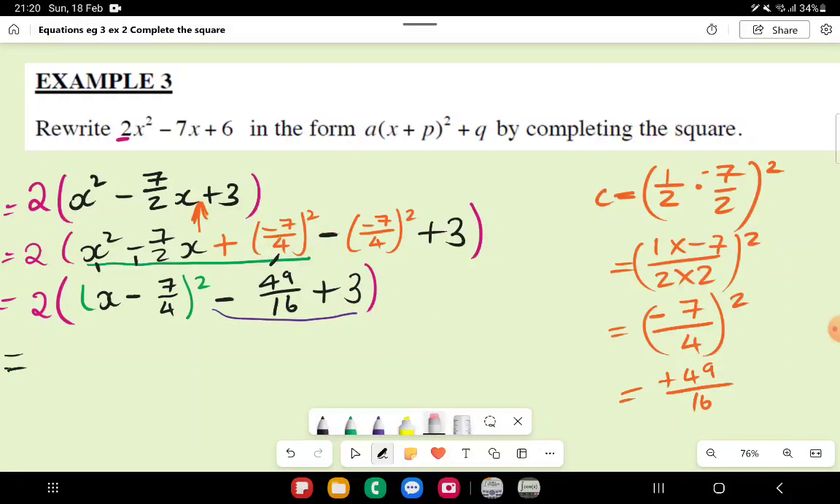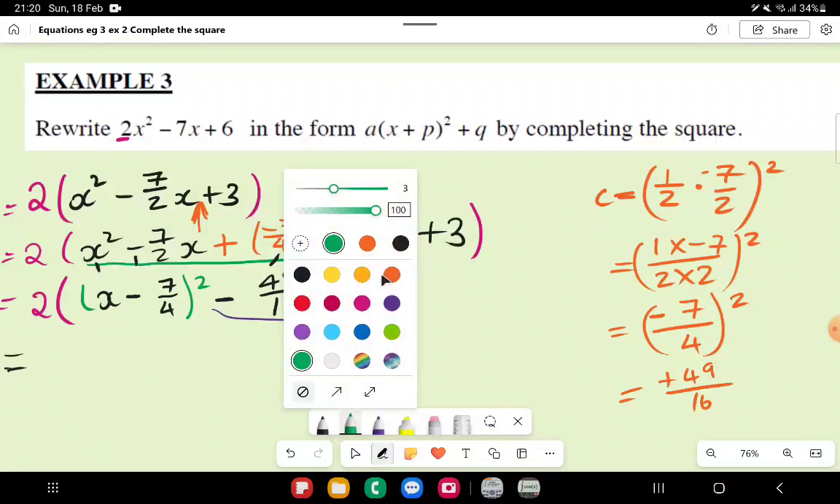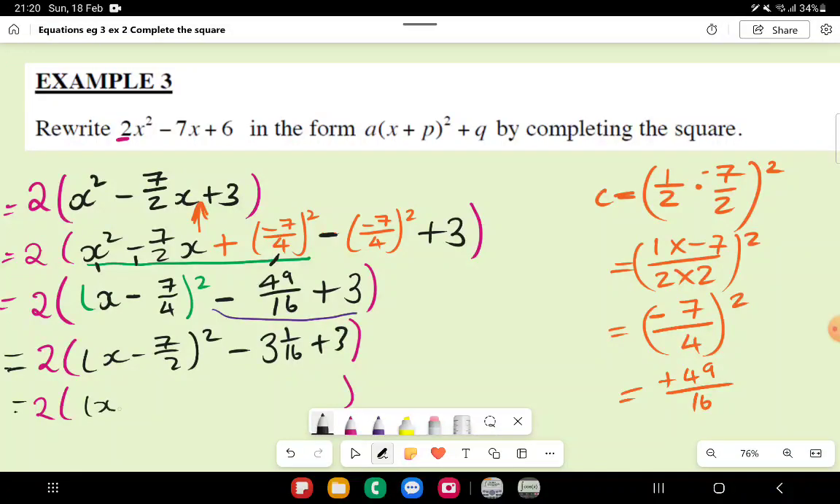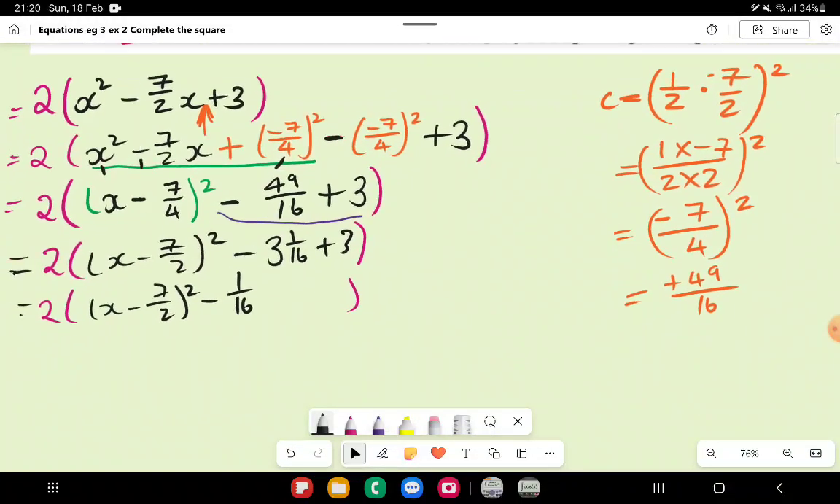let's keep it pink, right? I want to keep it the right shade of pink. 2 open bracket. Inside I have x minus 7 over 2 squared minus, this ends up being 3 and 1 over 16 plus 3, and that simplifies to, okay, so this last bracket needs to remain pink. That simplifies to 2 open pink bracket, x minus 7 over 2 squared minus 1 over 16, close bracket.